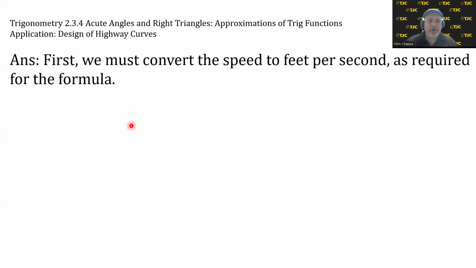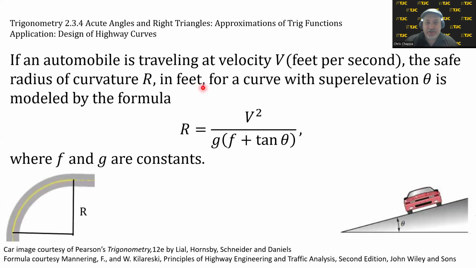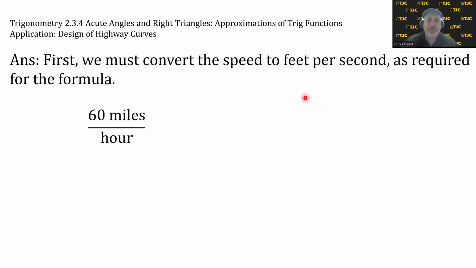So we use our formula, but first, we must convert the speed to feet per second as required for the formula. If you go back and see, it says here that the velocity is in feet per second. So we need to convert 60 miles per hour to feet per second. We can do this using dimensional analysis or unit analysis by multiplying by ratios of equal units that will cancel the given units and bring in the desired units.